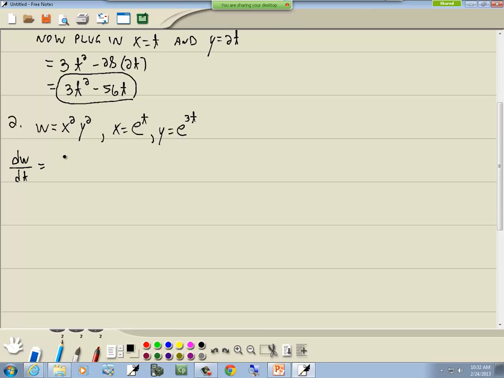And remember, the formula is to take the partial of w with respect to x times dx dt. Now, the chain rule makes a lot more sense, I think, when you're dealing with partial derivatives than when you're dealing just with derivatives in Calc 1. It just seems to flow smoother when you have different variables. And then we'll take the partial of w with respect to y. Those are not 2's, those are the partial derivative symbol, times dy dt.